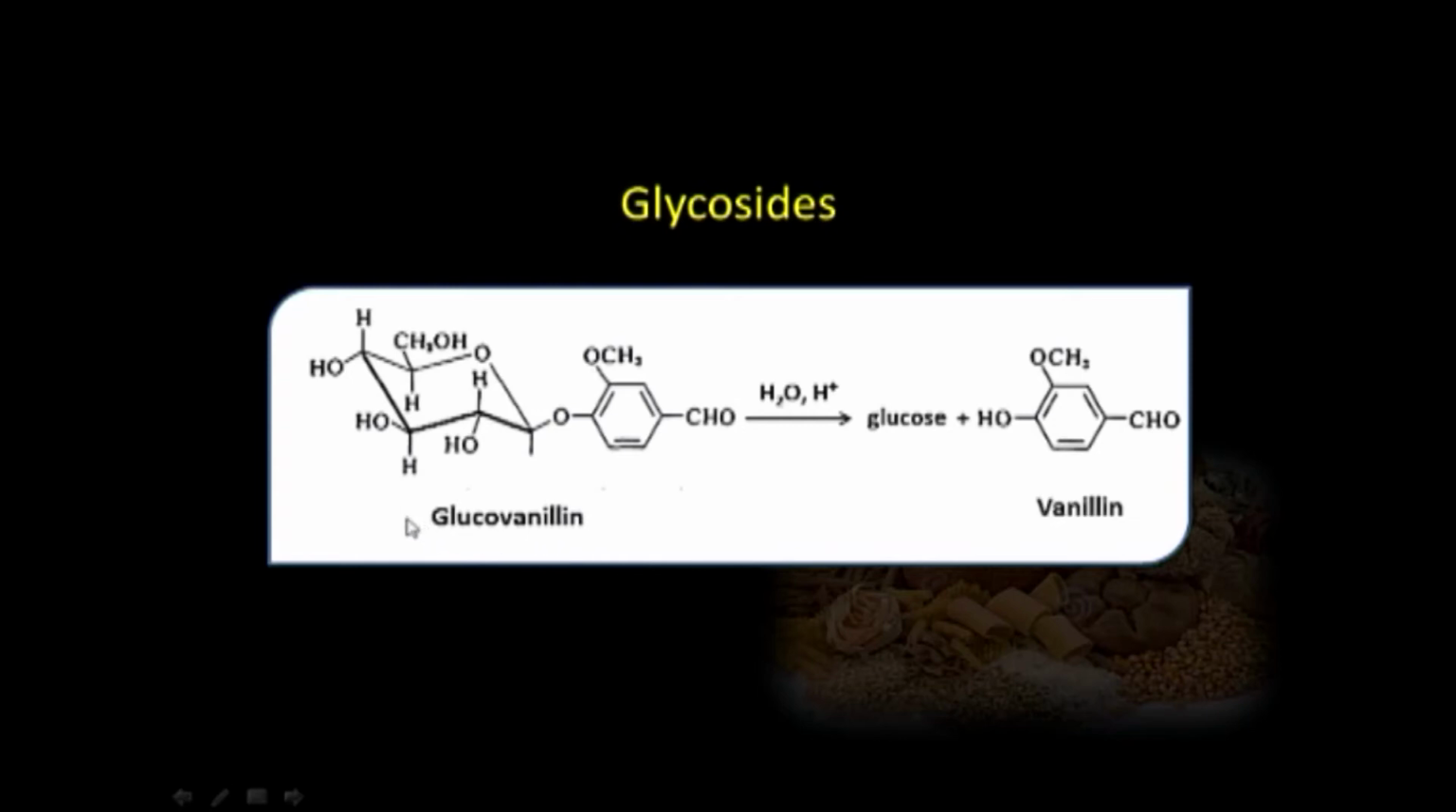Here I have taken one naturally occurring compound, glucovanillin, which is obtained from the flowers of a plant, and this on hydrolysis gives glucose and vanillin, a very important compound which is used for vanilla flavor in food added. This is the glycosidic bond here. This is the phenolic group of the vanillin and it is attached to this glucose moiety. So, we call this compound as glucovanillin, and this compound is classified as a glycoside.